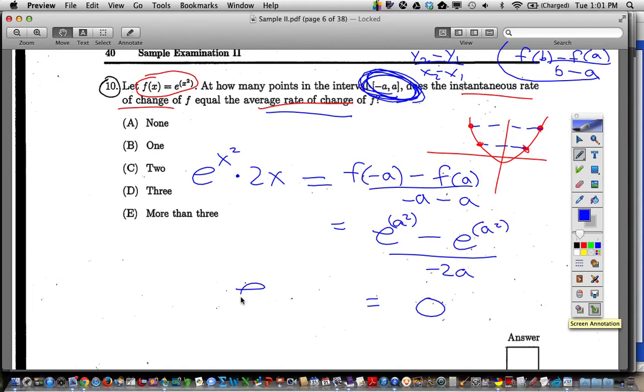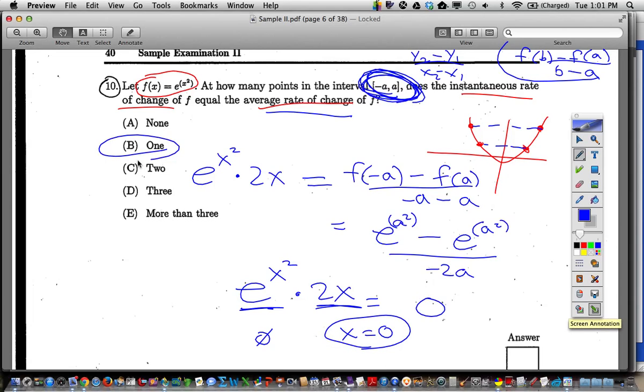Okay, so now it's just a matter of solving this. With all that said, it ends up being just this. So when does that equal 0, or when does that equal 0? Well, when's this equal 0? Never. E to the 0 is 1, so this is never equal to 0. And then when does this equal 0? When x is 0. So how many times does this happen? One time, when x is 0.